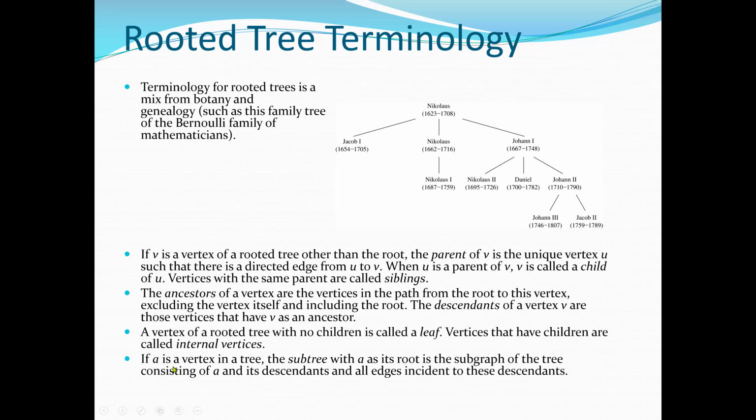And also, we have the path. And also, we have the leaf. Leaf will be the vertices with no children. So example will be Nicholas 1 or Jacob 1. And that's the leaf. The path normally is the edges that we visit, same as graph.